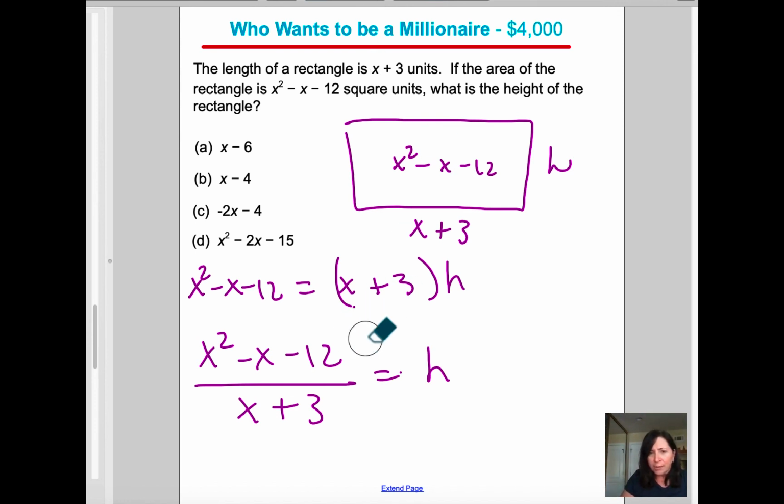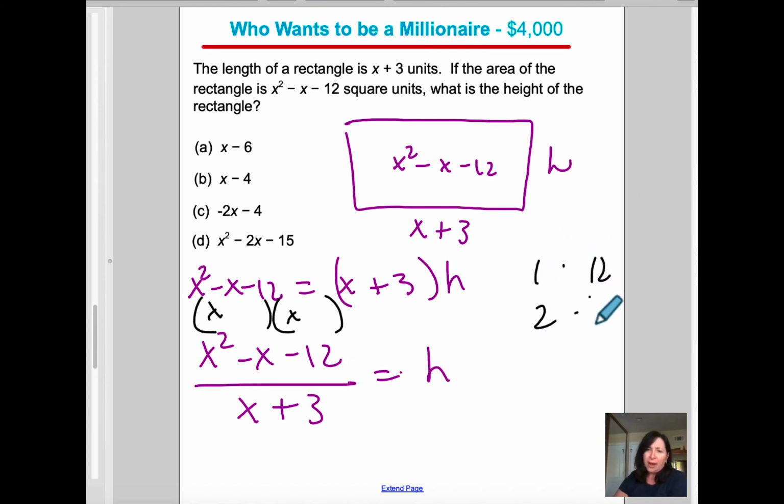So now I'm going to need to factor, actually. And this factors, let's see, x times x is x squared. To get negative 12, my options are 1 times 12, 2 times 6, and 3 times 4. So which one of those is going to give me a difference of negative 1? That's going to be 3 times 4, but it's negative. So that means it's going to be a negative 4 and a plus 3.